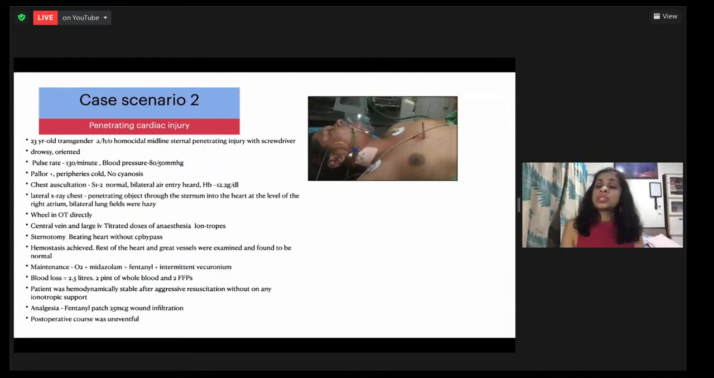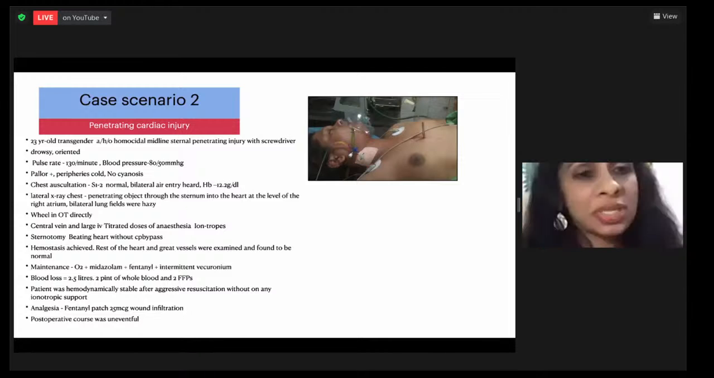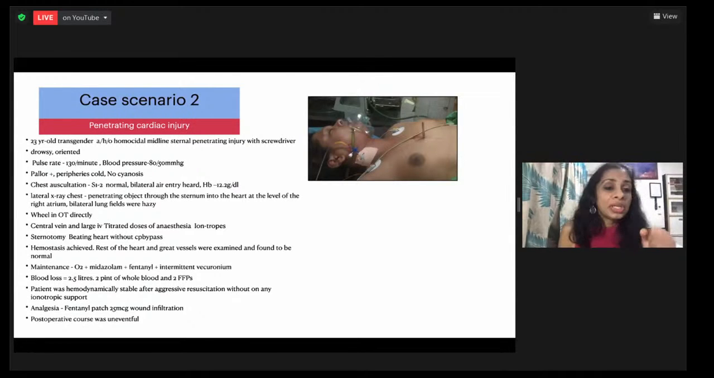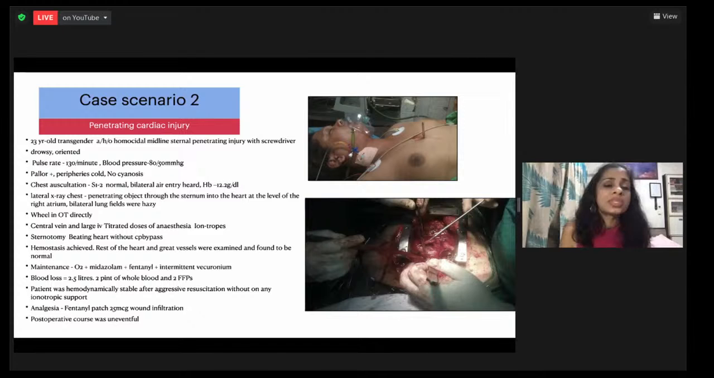The next case I want to discuss is a young transgender patient who came in, as you can see, with a screwdriver driven right into the center of the heart. He was obtunded, his GCS was poor, his pulsations were weak, and his BP was not palpable. In the emergency department, we had to start all the fluids and inotropes, but he was still deteriorating. We could not do anything else except an X-ray chest and probably the FAST. Then we realized that this patient had to be wheeled into the CVTS OT immediately, giving very small doses of anesthesia, with a sternotomy, and it was done with a beating heart.